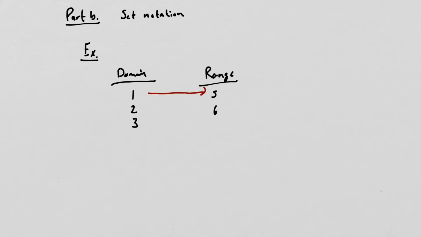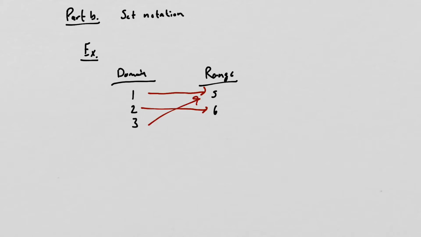Set notation is a way to express information where we highlight the elements. Let's go ahead and look at an example that we saw from 3.1 using sets. In this example, we have a function with a domain and range again, with the following assignments: 1 goes to 5, 2 goes to 6, and 3 goes to 5.